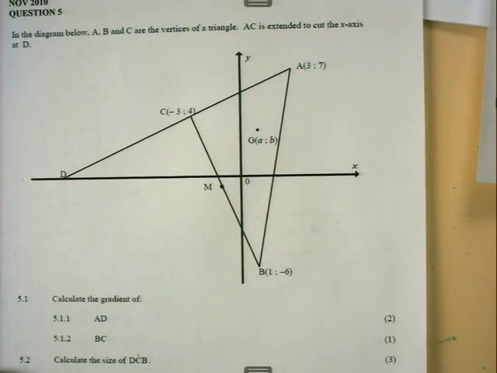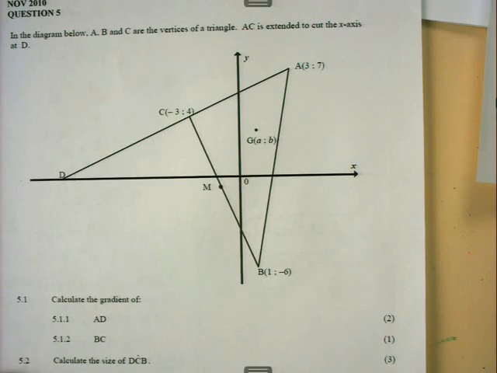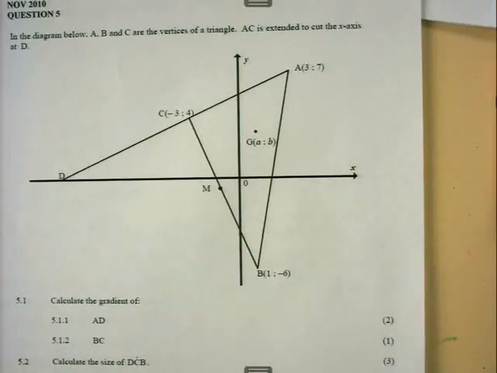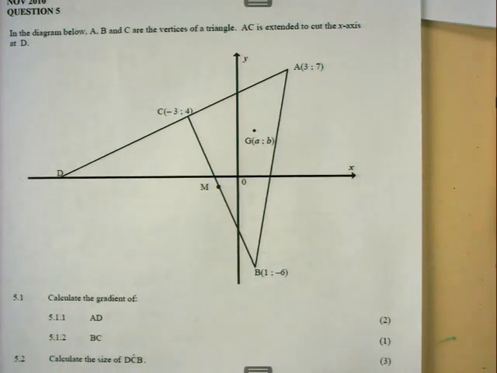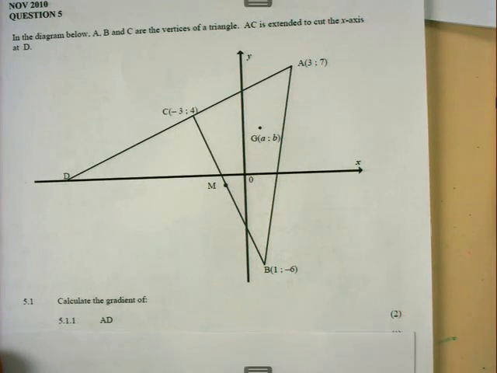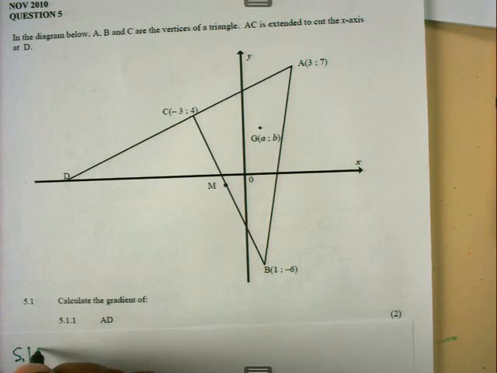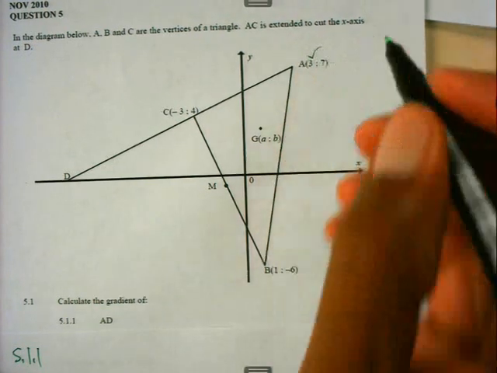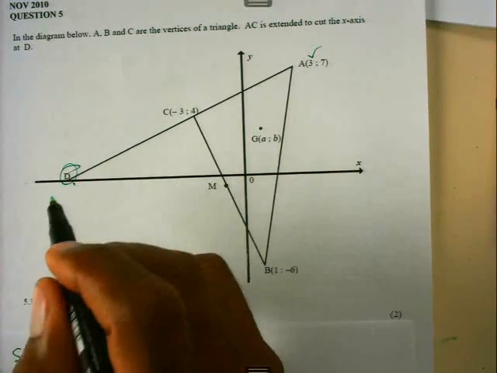5.1 says, calculate the gradient of AD. Here is AD now. AD is on this line. Right. Where do we start? Of course, we need to check first: do we have 2 points on this? Remember, for you to determine the gradient, you need to have 2 points. Now, do you know the coordinates of A? Yes, we know the coordinates of A. Do you know the coordinates of D? No, we don't have the coordinates of D.